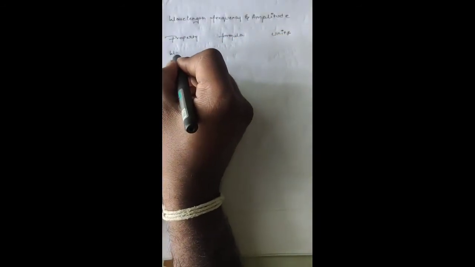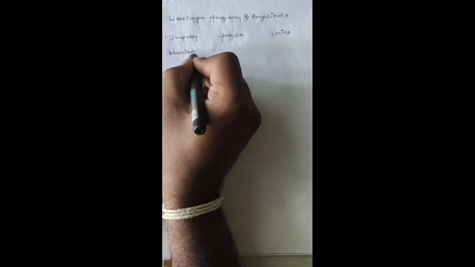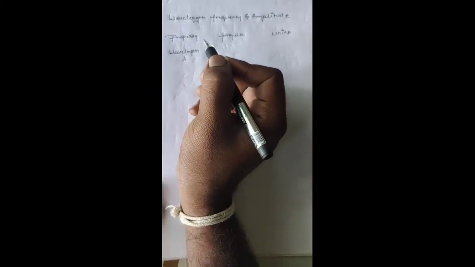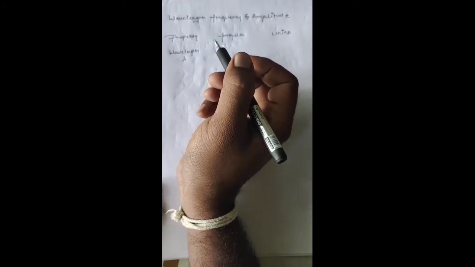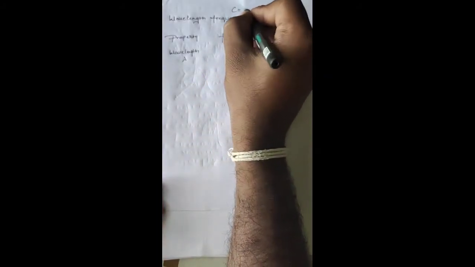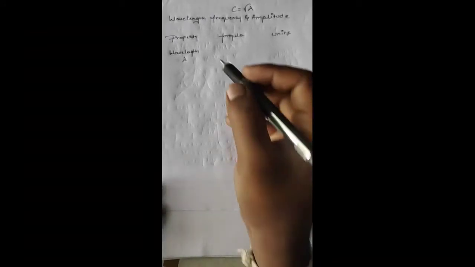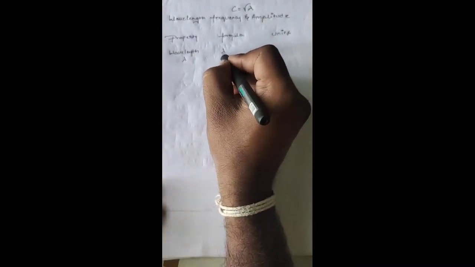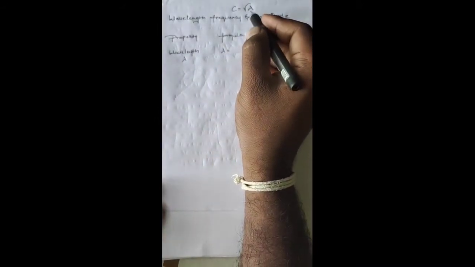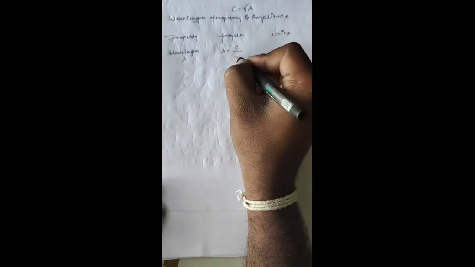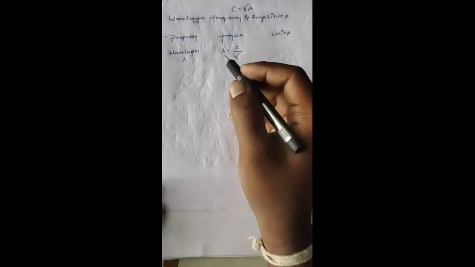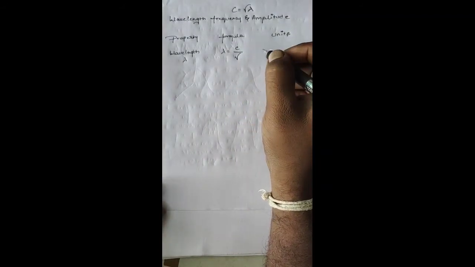That is wavelength. It is denoted as lambda. We know the formula: c equals nu lambda. c is velocity, nu is frequency, and lambda is wavelength. If you want to find the wavelength, lambda equals c by nu. Then the units will be taken for measuring the wavelength.